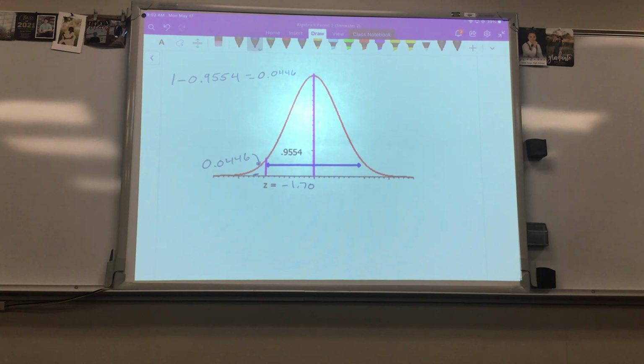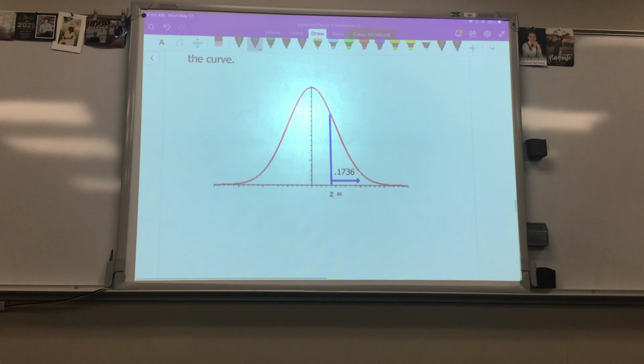Okay, go ahead, find 0.9554 real quick on the positive side. What do you notice? Not the same, but it's opposite, right? You could also do that. No, that needs to be positive or negative when we do our z-score. Go ahead and find that next one here. That's for 8. Yep.